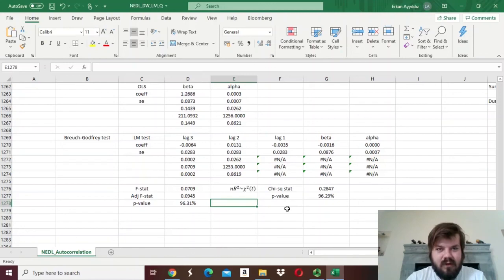And that's all there is for the Breusch-Godfrey Lagrange multiplier test for autocorrelation.